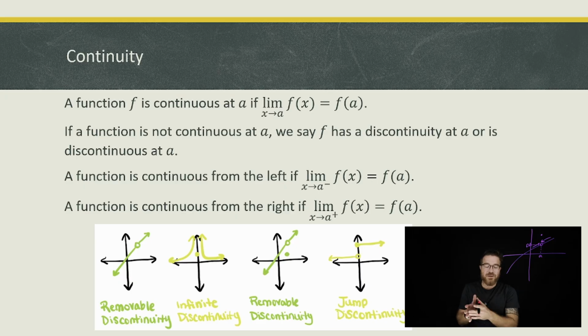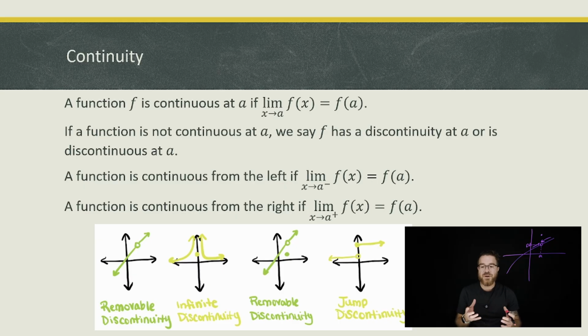The second image we have here is an infinite discontinuity. This would be that as we approach zero from the left and the right, it's going to go bigger and bigger towards infinity, and it's never going to be able to hit that point. At that point a, in this case 0, you'll see that we actually do have a dot, so the point does exist, but neither of our limits will actually approach it. So we don't have continuity from the left or continuity from the right.